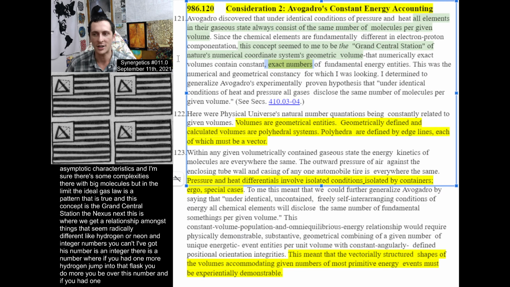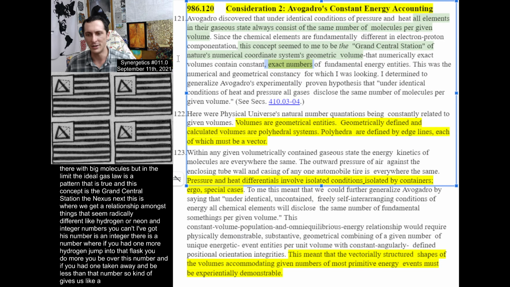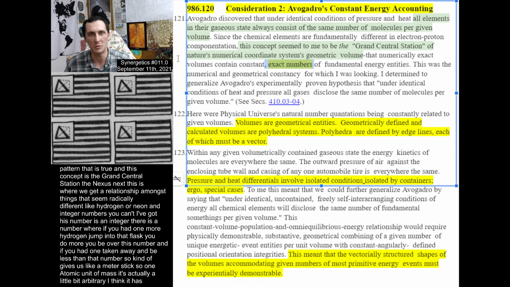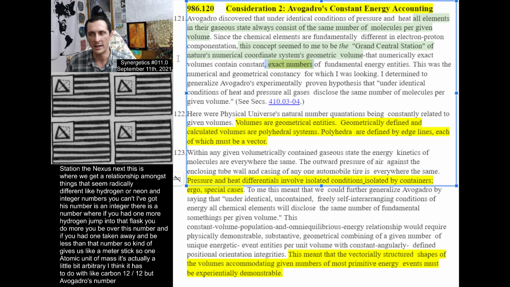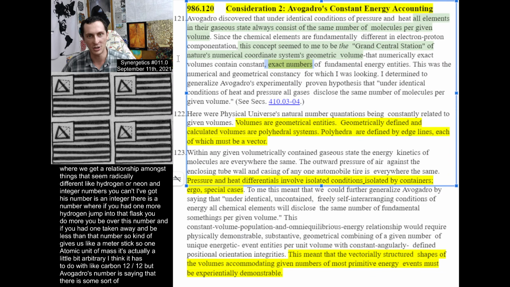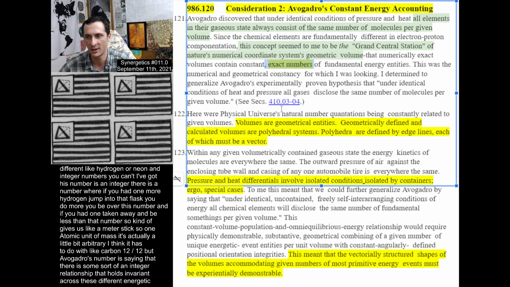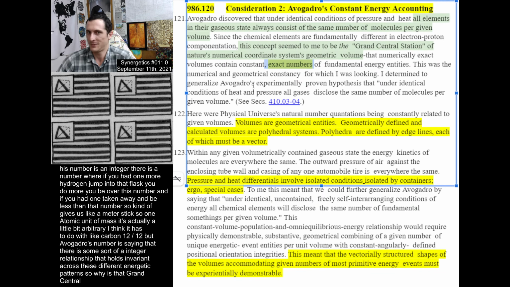So it actually kind of gives us like a meter stick. One atomic unit of mass is actually a little bit arbitrary. I think it has to do with like carbon 12 divided by 12. But Avogadro's number is saying that there is some sort of integer relationship that holds invariant across these different energetic patternings. So why is that Grand Central Station? Let's find out.